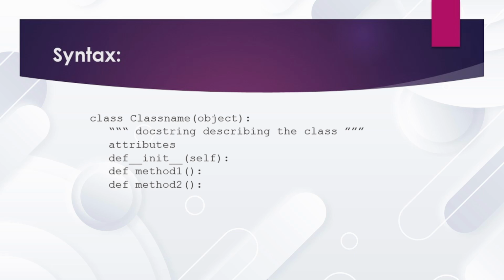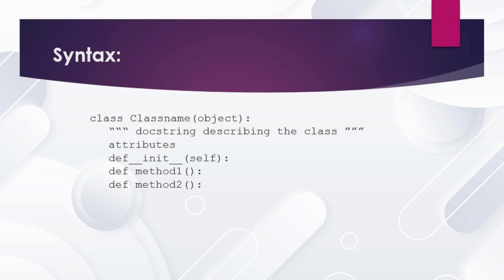A class is defined using the keyword class followed by the class name. Optionally, the word object can be placed in parentheses after the class name, indicating that the class inherits from Python's base class. However, including object is not necessary, as all classes in Python implicitly inherit from it. A docstring written using triple single or triple double quotes is used to describe the purpose of the class. The class can contain attributes which are variables used to store data.